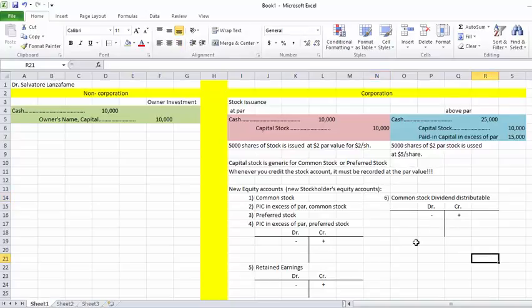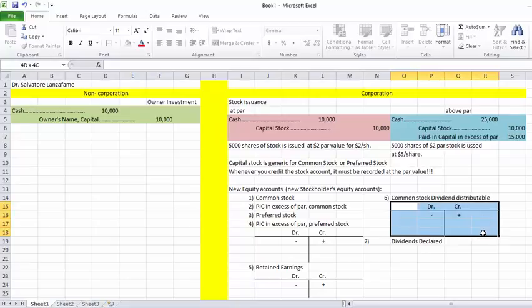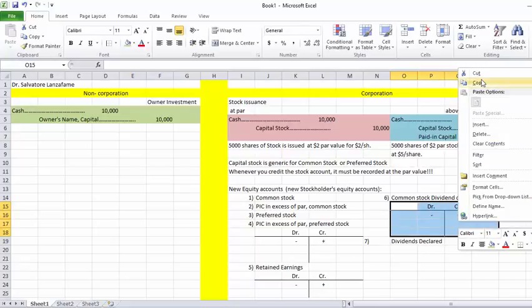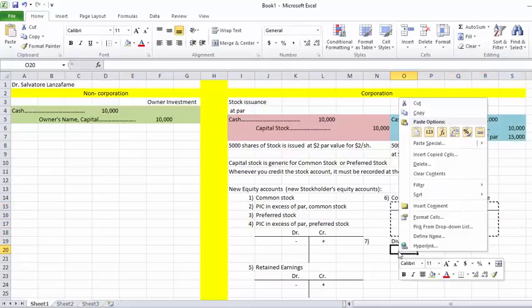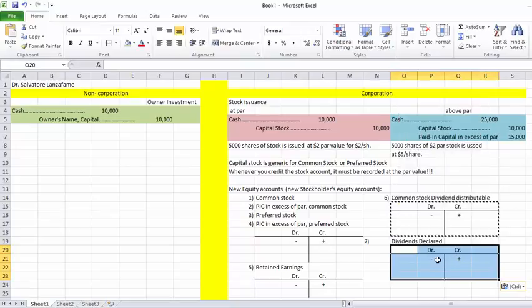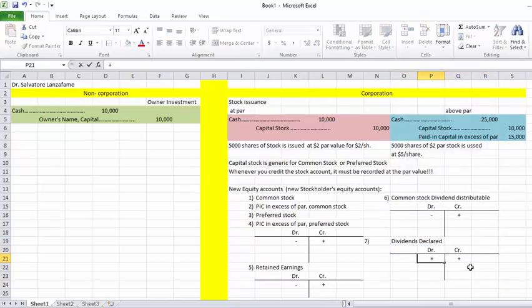In addition to this, we have another account called dividends. So let's put this as a new account as well, and we'll call it dividends declared. You can have cash dividends and you can have stock dividends. But the dividend account is actually going to go up by a debit instead of a credit. So let's just put that in there.